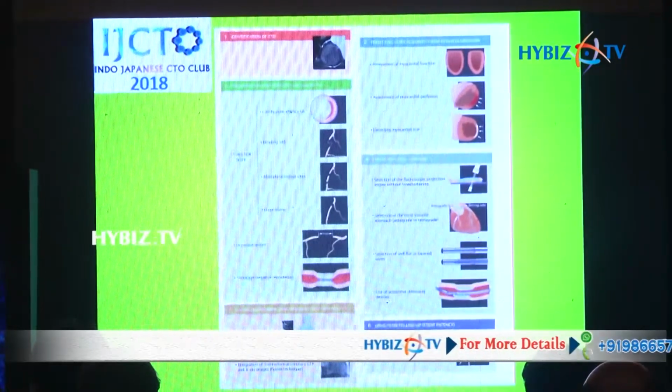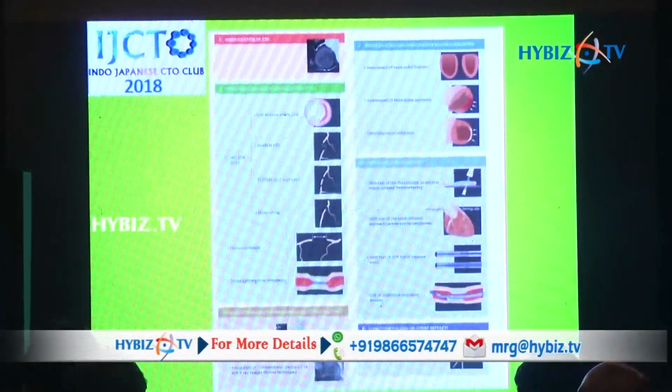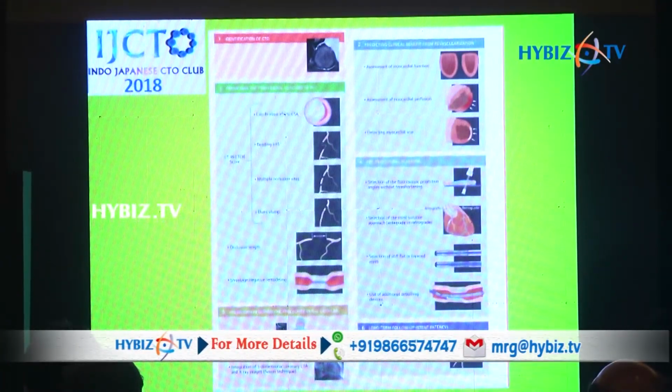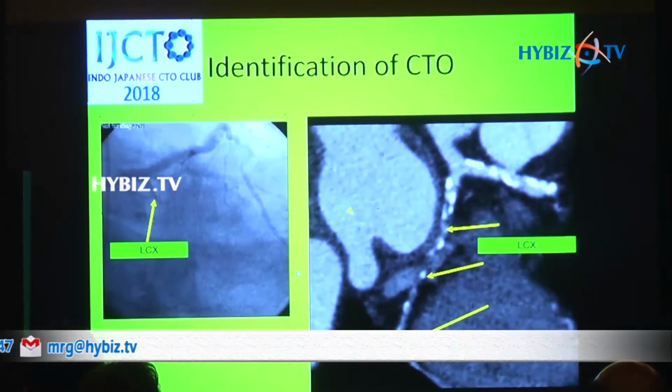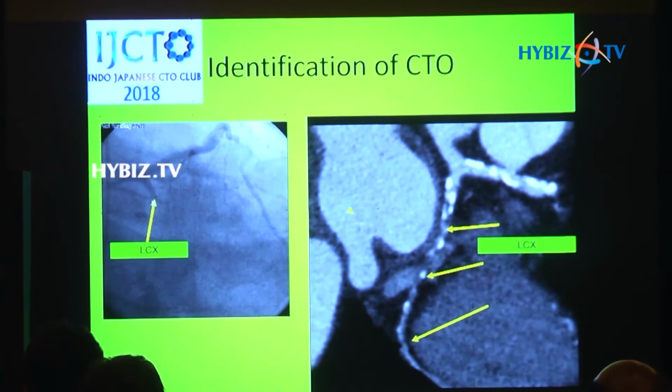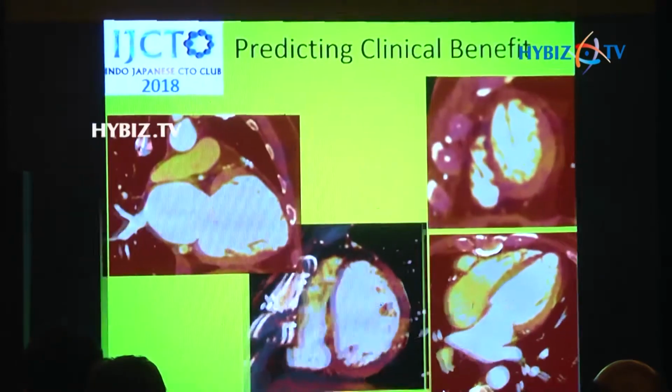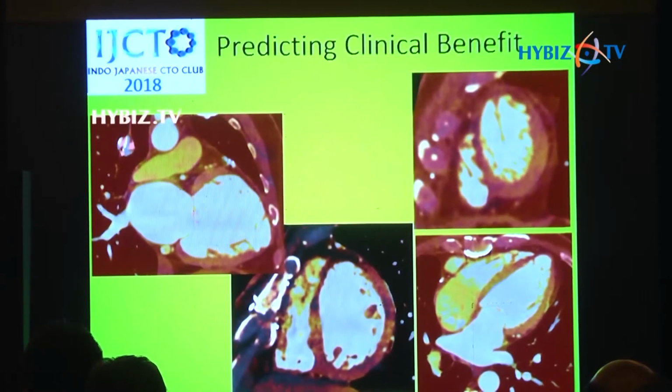So I will just quickly run through how we sort of work with CT in these patients, and there are 6 important steps. The first step is first to just identify the CTO. So you can see the angiogram is done, you have an L6 lesion, complete occlusion, you've done the CT, and you can see the whole length played out. So identification, very important. You want to predict clinical benefit in these patients.